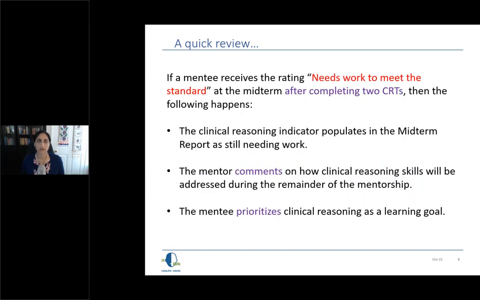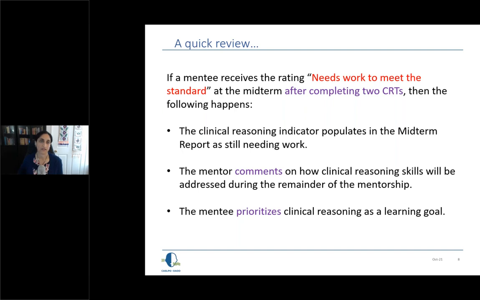So if a mentee receives the rating of needs work to meet the standard at the midterm, after completing 2 clinical reasoning tools, then the following happens. So the clinical reasoning indicator populates in the midterm report as still needing work. Mentors comment in the report on how clinical reasoning skills will be addressed during the remainder of the mentorship, and the mentee prioritizes clinical reasoning as a learning goal.